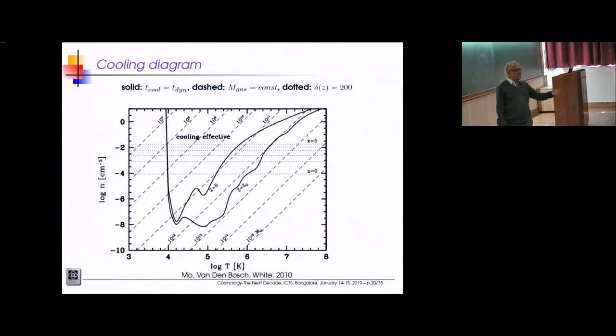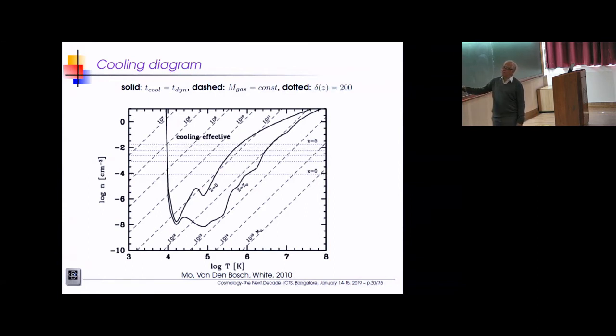Because you know the rate at which gas can cool given some process, and it depends on density and temperature, you can ask: when is the cooling timescale equal to the dynamical timescale? And that is this curve here. These two dips correspond exactly to the peak in cooling from hydrogen and the peak in cooling from helium.